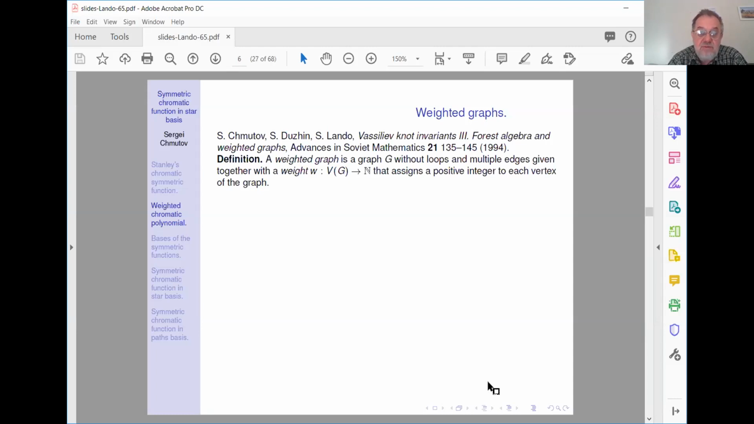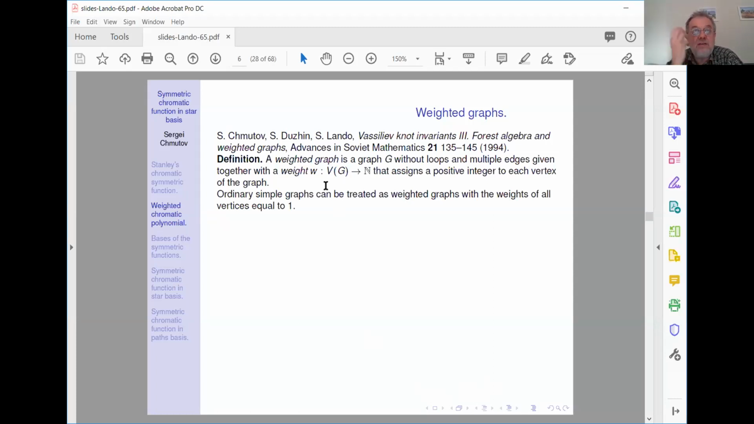That is a graph without loops or multiple edges with weights on the vertices. So it is not a coloring, it is weights which stand there. So every vertex is weighted. It looks the same as a coloring of vertices, but I treat that function differently. So there is a natural weight for every vertex. And if I have just a usual graph, I can think about it as a weighted graph where the weight of every vertex is equal to 1.